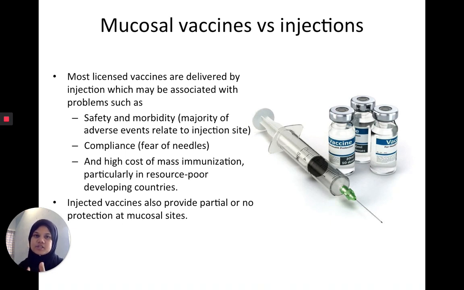Because by and large, the vaccines that we have now are not mucosal. They're all injections, so they're all systemic. They're just given into the blood, uptaken, and then we hopefully stimulate the immune system. But of course, with injections, there are some problems. So a lot of the safety issues, or a lot of any adverse events, usually relate to the fact that it's being injected. So the injection site might get a rash and things like that. And issues of compliance.